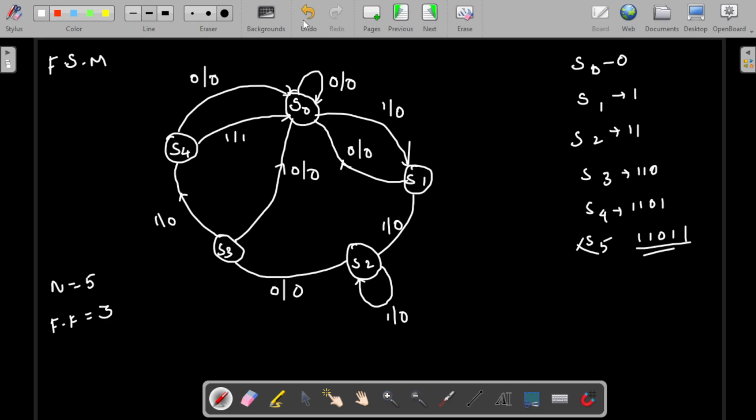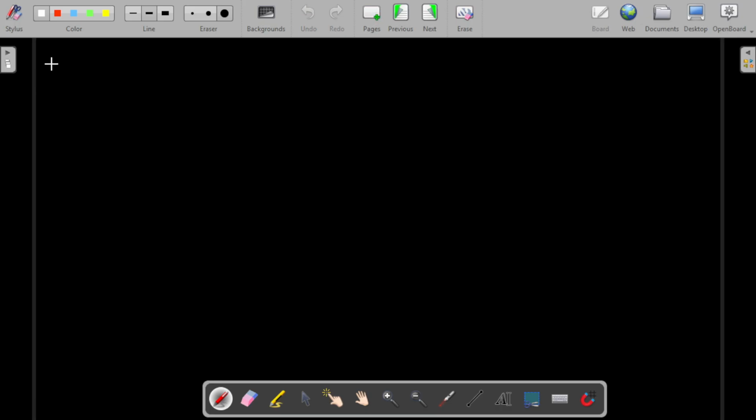Now we have to discuss overlapping sequence. The overlapping sequence is also very similar, but there is a logic we have to take into observation. Please listen to this carefully. Overlapping sequence detector.